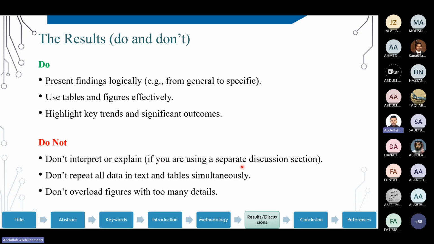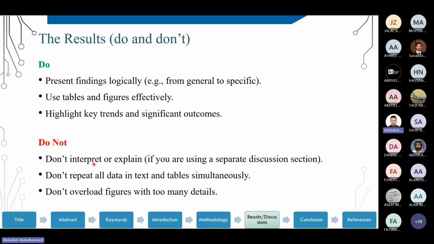If you are using a separate discussion section, because some people, as I said early, might have a different section for discussion and a different section for result, I don't recommend this. Do not repeat all data in text and tables. This is also another issue. Some people might repeat things. They like to repeat or explain again and again. So please, repetition is one of the things that makes the reader feel bored.